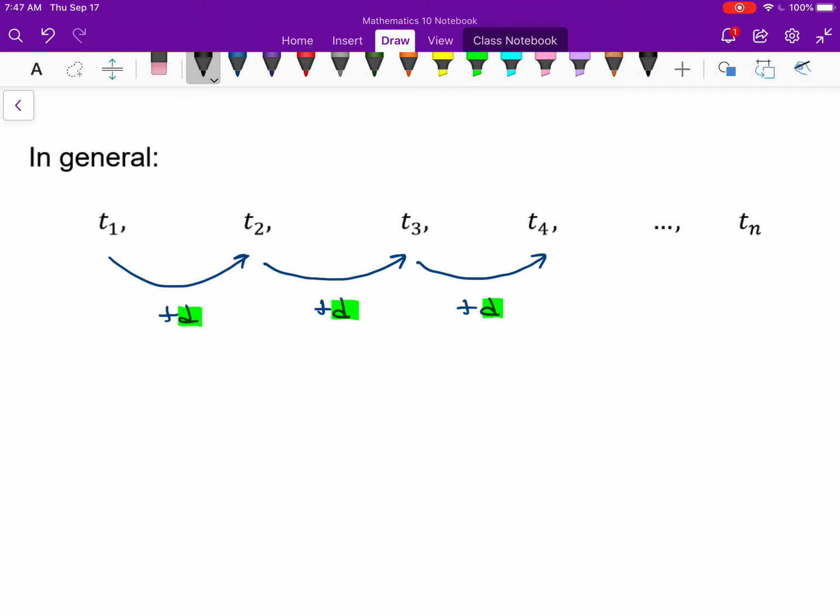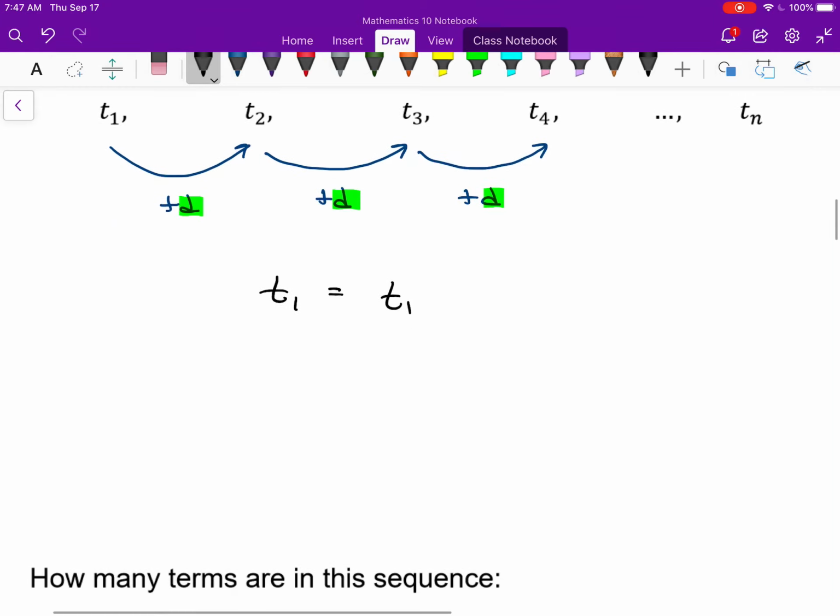That might seem kind of silly at first. So notice, I'm going to say something really crazy here. The first term is the same as the first term. Pretty crazy. Okay. More importantly, though, the second term is the exact same as the first term plus the common difference. The third term is the same as the first term plus the common difference twice.